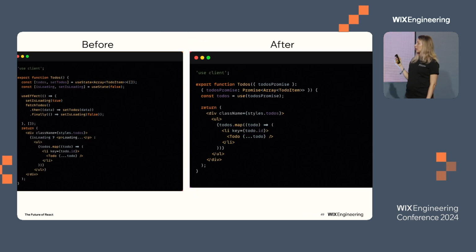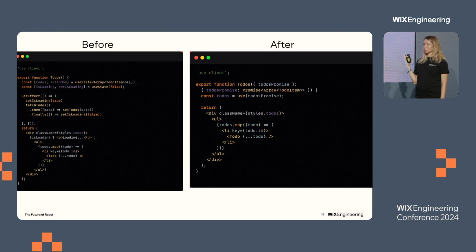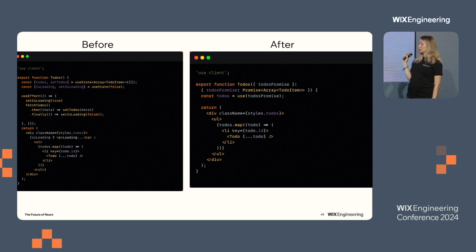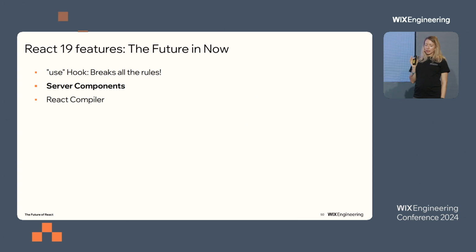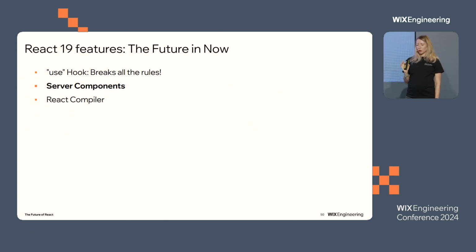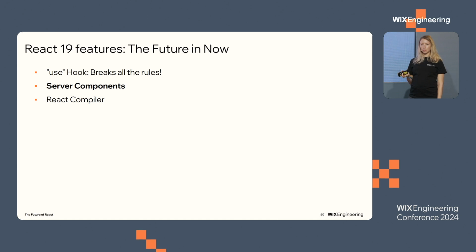So we can see here the final result. With use and suspense, we get a much more elegant and cleaner code. The next feature we'll discuss is server components. So server components were already introduced in React 18, but were considered experimental. And in React 19, it should be a stable feature.